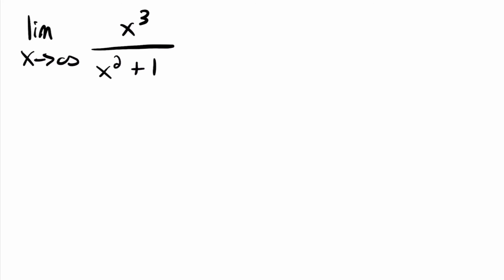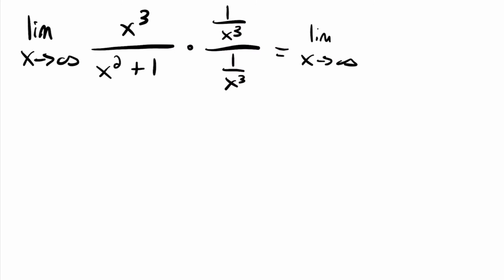So let's first look for the highest power of x in our function, which I see is x cubed because we have x to the third here, but x squared here. So let's try multiplying by our form of 1, 1 over x cubed divided by 1 over x cubed. So then we say that that is equal to the limit as x approaches infinity of x cubed times 1 over x cubed, which is 1, divided by x squared divided by x cubed. So that's just going to be 1 over x. And then we have 1 times 1 over x cubed. So we'll have plus 1 over x cubed.